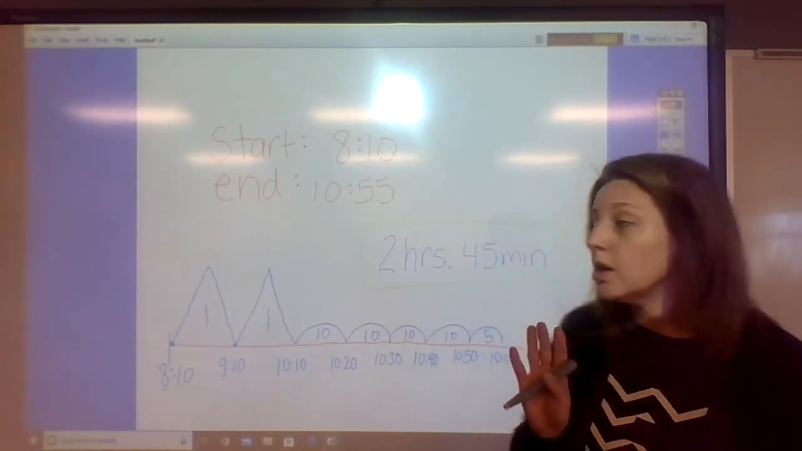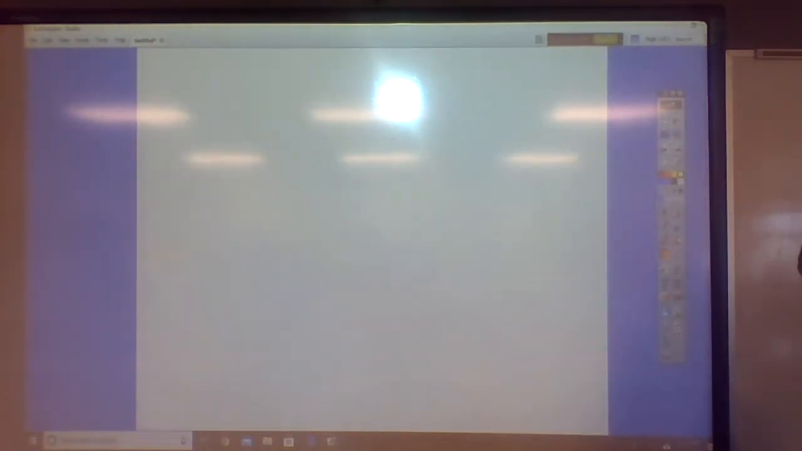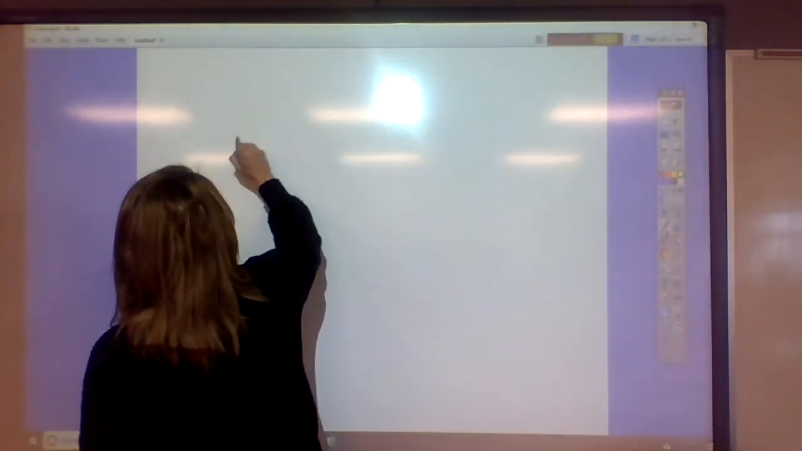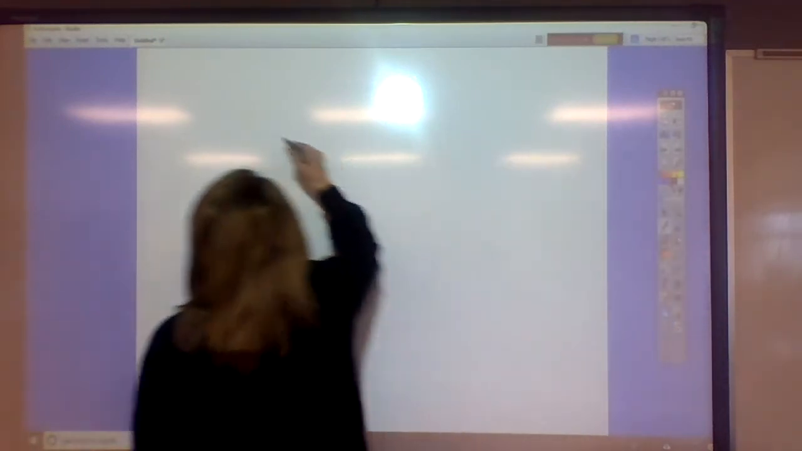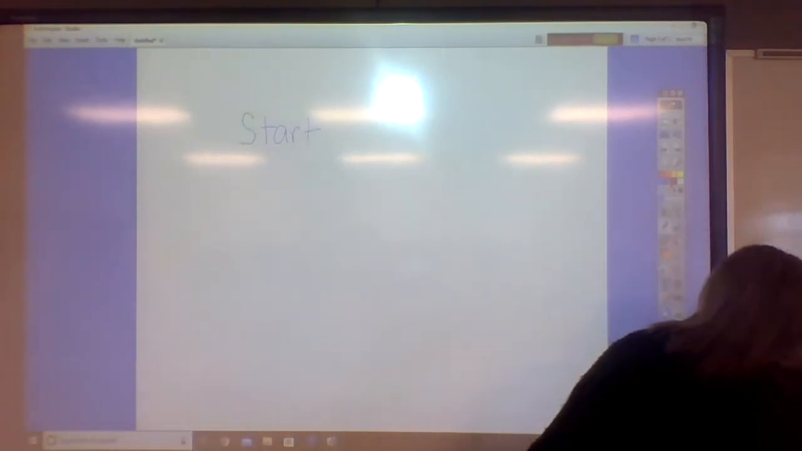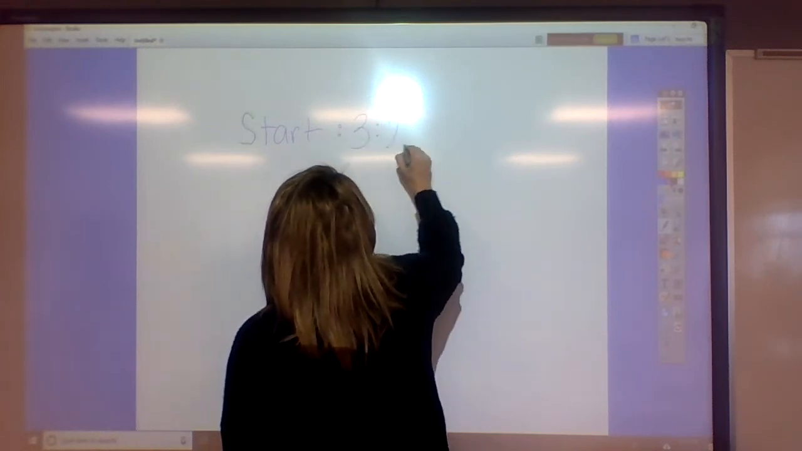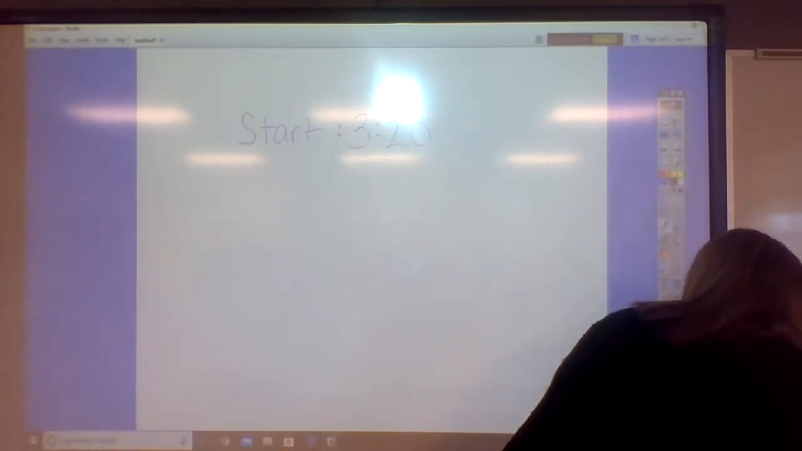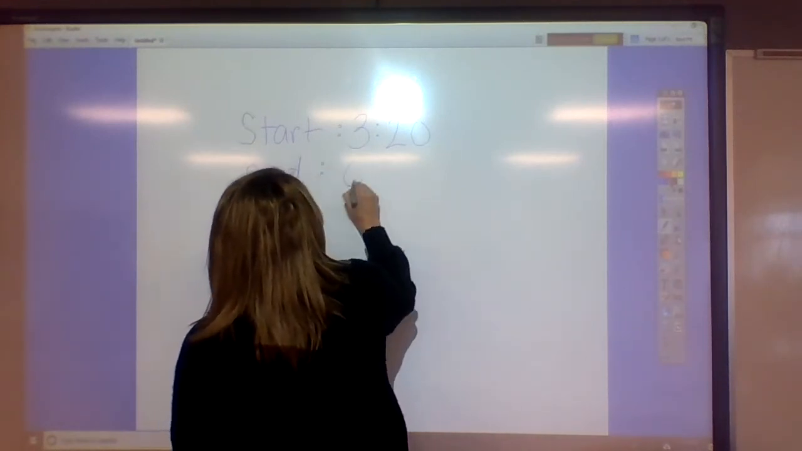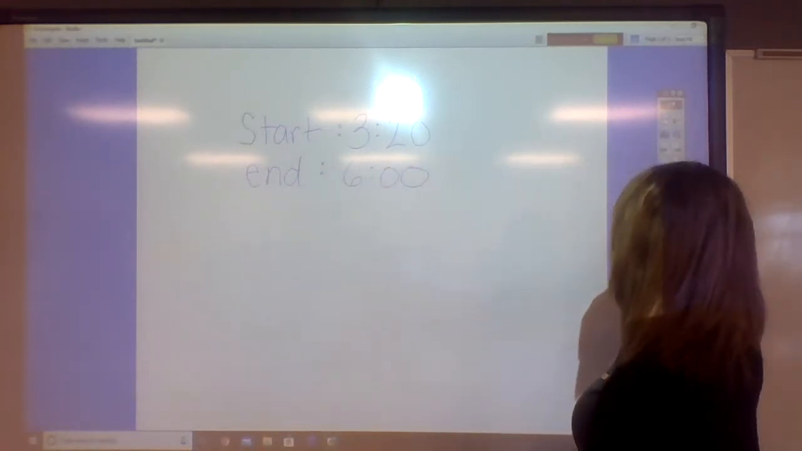Okay, I want to do one more if I can, just to make sure that you guys are understanding. We are going to start our start time. Whoops, let me get a darker color. My start time is going to be 3:20. And my end time is going to be 6 o'clock. Okay? So let's start with our mountains and hills.